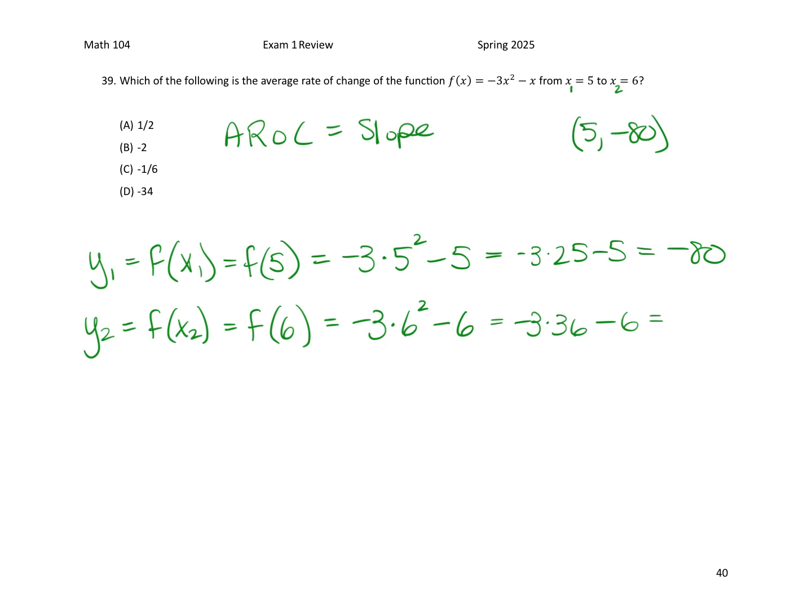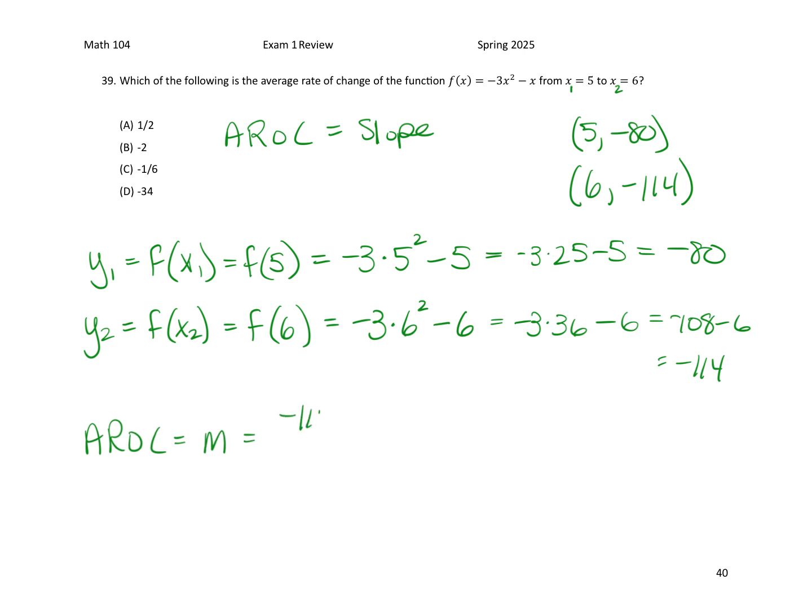So that's going to be negative 108 minus 6, which is negative 114. Okay, so my second point is going to be 6 comma negative 114. Now I have to find the slope between those 2 points. Okay, so my average rate of change is the slope between those 2 points.